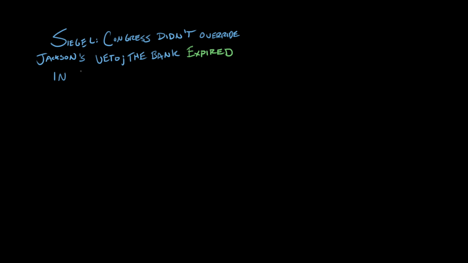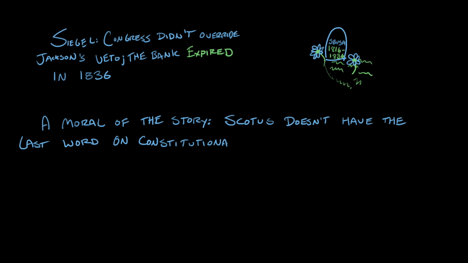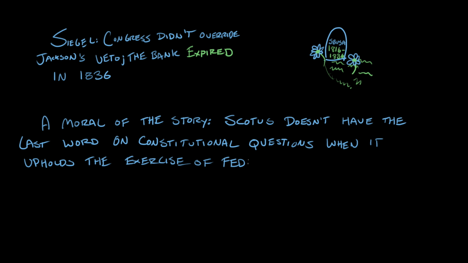Congress did not override Jackson's veto, and the bank expired and the story ended in 1836. And I think this speaks to one of many morals of the story of the Bank of the United States. The Supreme Court doesn't have the last word on constitutional questions when it upholds exercises of federal power. It's then left to the political process to decide whether or not it wants to continue whatever controversial action or legislation was at issue.